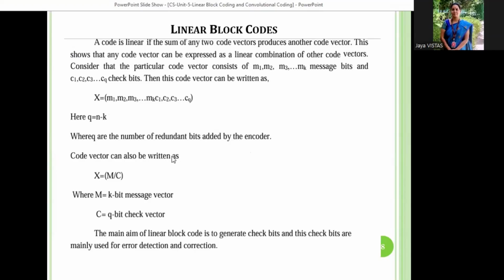So we can represent the code word in terms of the code vector: capital X is equal to capital M, the message vector, followed by the check vector. The code vector includes the message vector plus the check vector. That's why X is equal to M bar C, where M is the k-bit message vector and C is the q-bit check vector. The main aim of the linear block code is to generate the check bits, and these check bits are used for error detection and error correction. This is the main aim of the linear block codes.